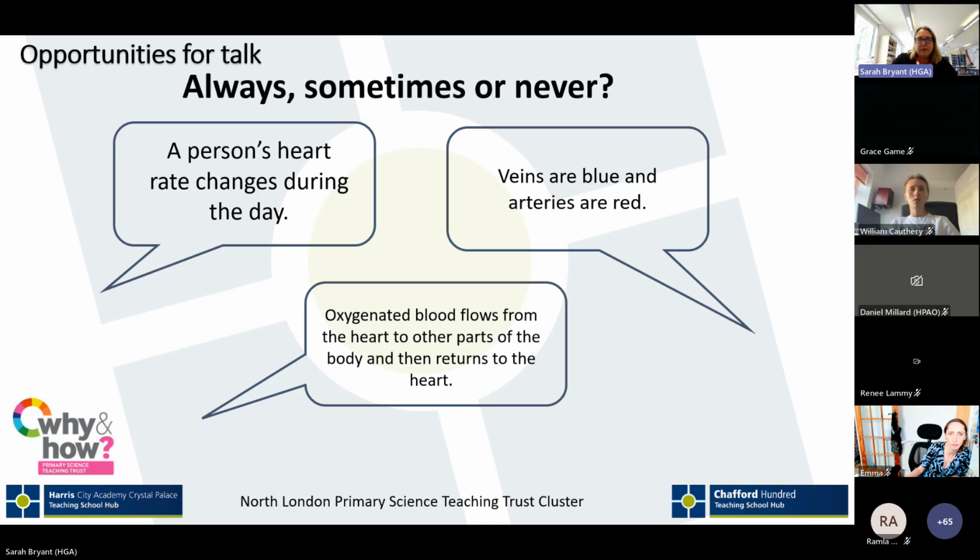So some other activities that create opportunities for talk, thinking about always, sometimes, or never. A person's heart rate changes during the day. Is that always, sometimes, or never? Veins are blue and arteries are red. Is that always, sometimes, or never? And oxygenated blood flows from the heart to other parts of the body and then returns to the heart. Again, can you categorize it into always, sometimes, or never? This is a great technique for developing higher order thinking skills in the science classroom. Sometimes it's difficult to think about how we can stretch our most able children in science. This is a really good way of doing that.